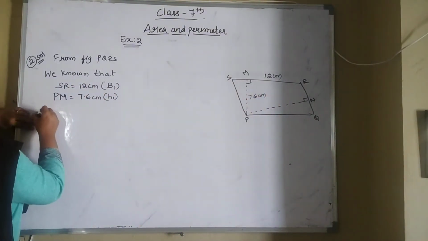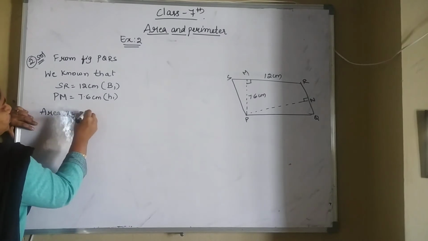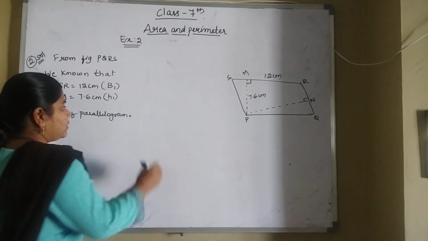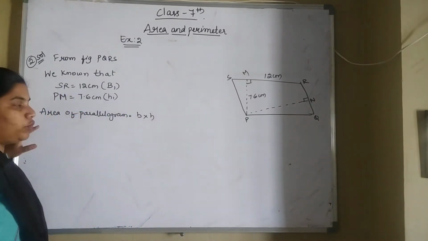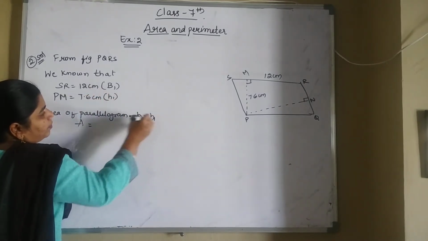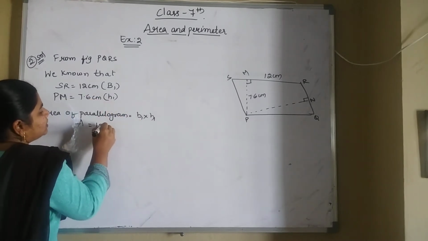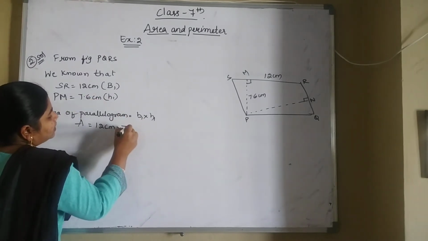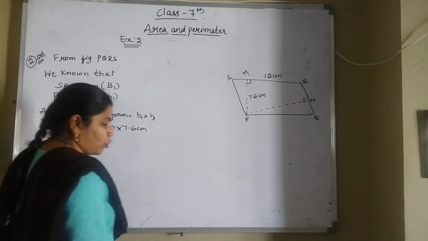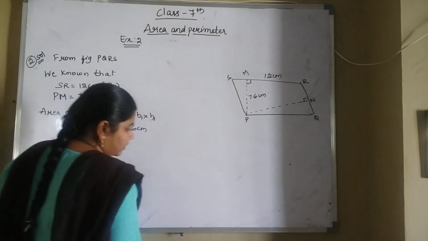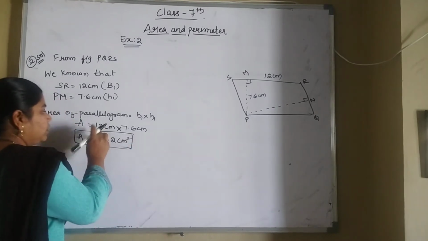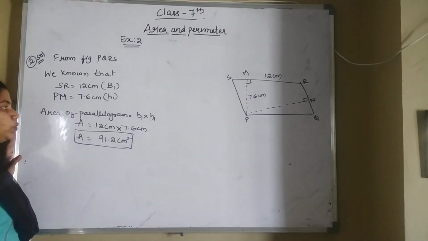So now what are we finding? We are finding the area of a parallelogram. So what is the area of a parallelogram formula? That is base into height. Okay, so what is area? Area is equal to base value is how much? That is B1 H1. So B1 is 12 centimeters into H1 is 7.6 centimeters. Now you can multiply this. So 12 into 7.6 will be 91.2 centimeters square.